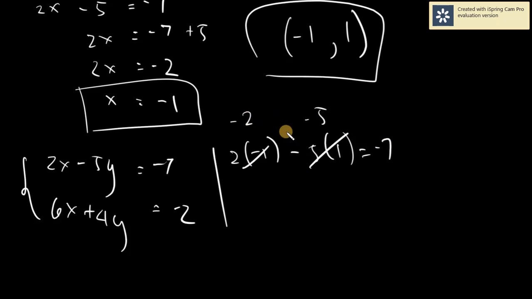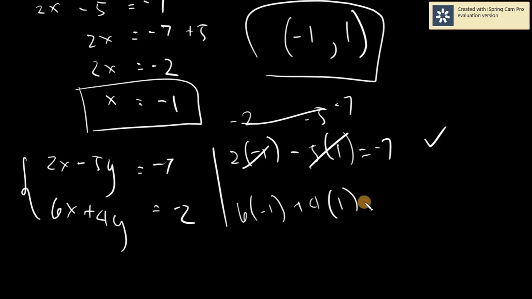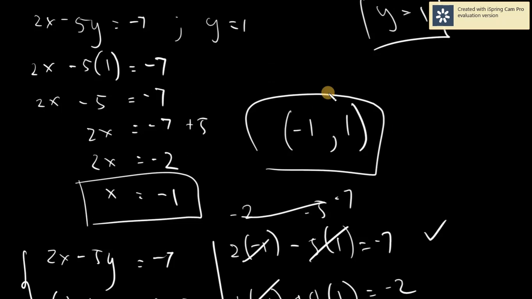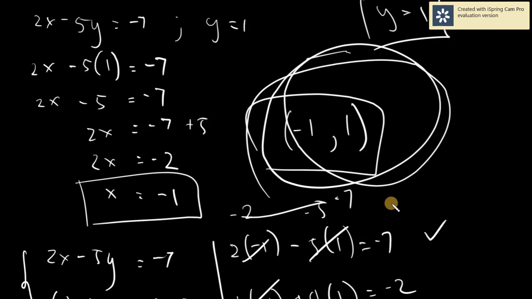If I combine them together, it will get me negative 7. Correct. And 6 times negative 1 plus 4 times 1 will give me negative 2. This is negative 6 plus 4, and definitely that's negative 2. Therefore, it is correct for both equations in our system. Therefore, our solution is correct.